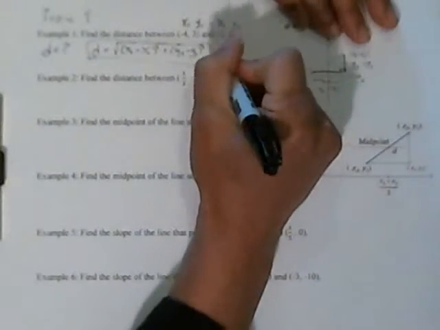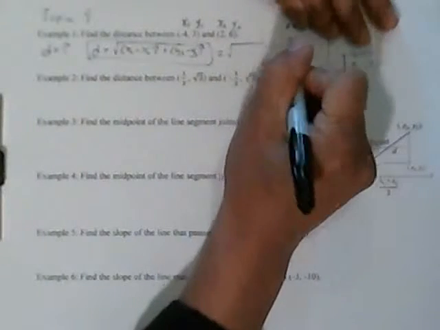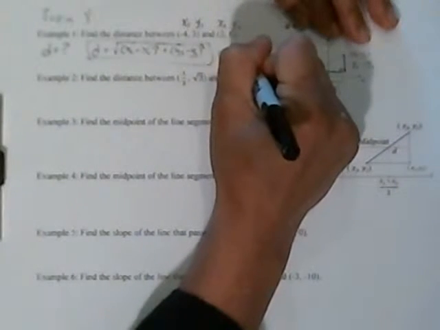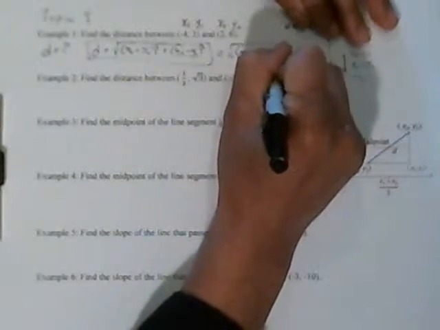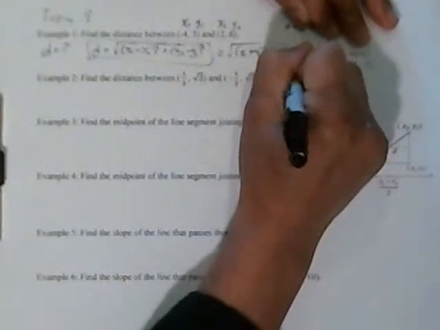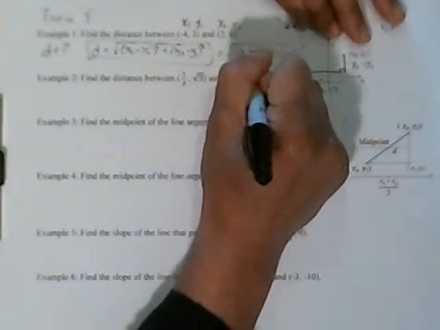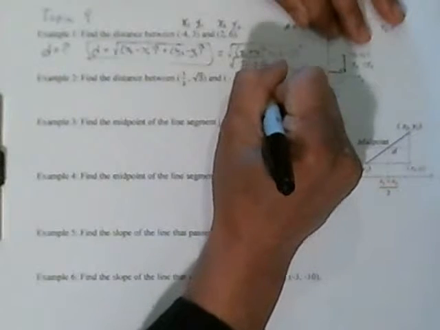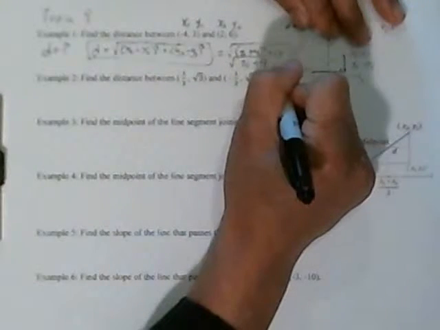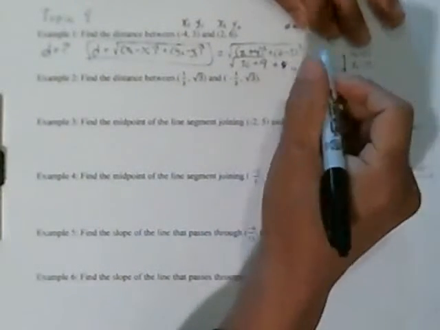So that becomes, my pen's running out of ink here, square root of x2, which is 2, minus -4 is plus 4 squared plus 6 minus 3 squared. That's 6 squared, 36, so it becomes the square root of 36 plus 6 minus 3 is 3, squared is 9, 36 plus 9 is 45. Excuse me, that becomes square root of 45.